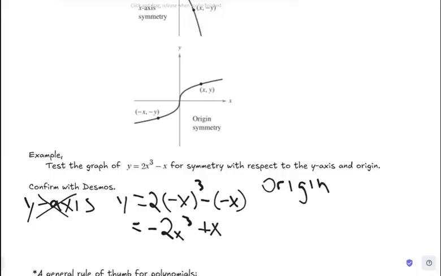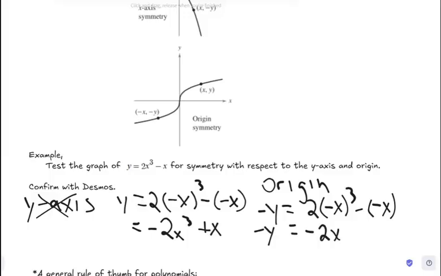Now we're going to also check it with respect to the origin. And in this case, we're going to take the original equation and replace y with -y and x with -x. So -y equals 2 times (-x) cubed minus (-x). And the -y doesn't really have anything to simplify, and this side is going to be -2x cubed, because a negative cubed is a negative, and then plus x here.